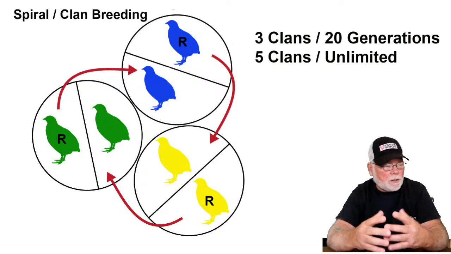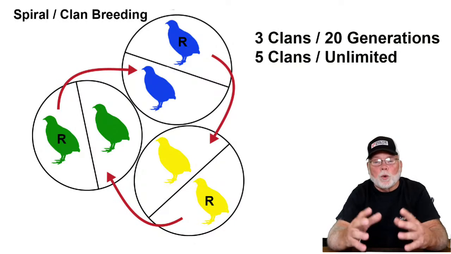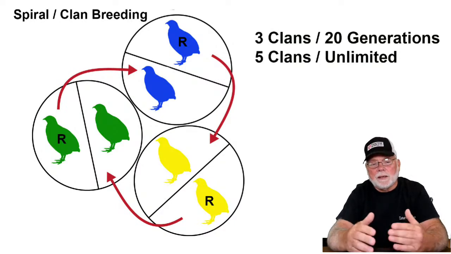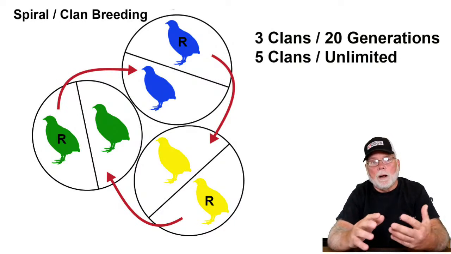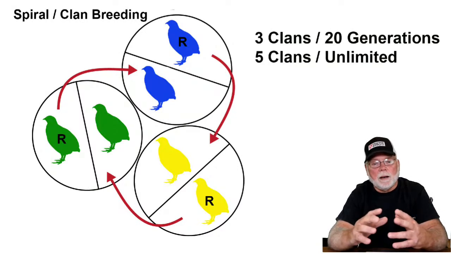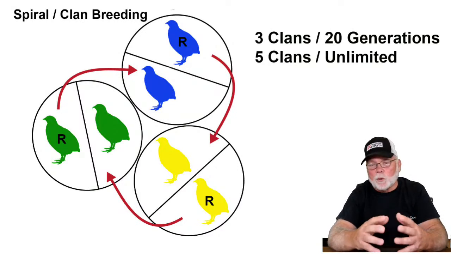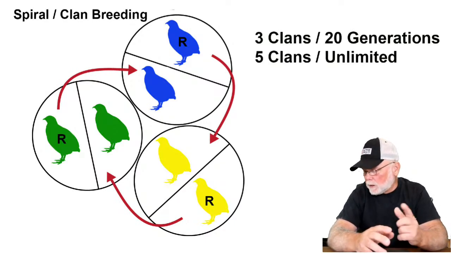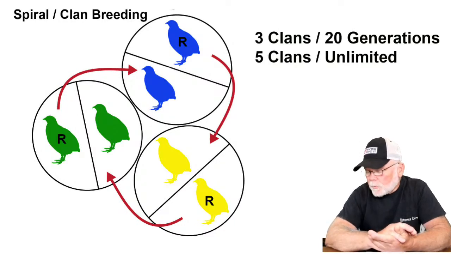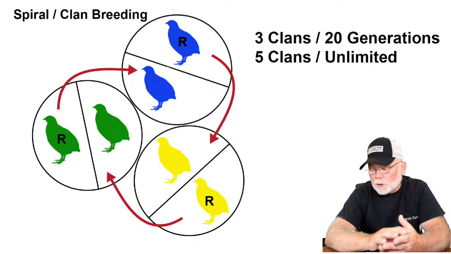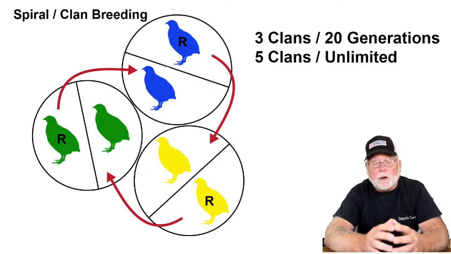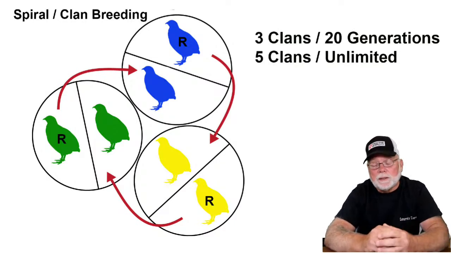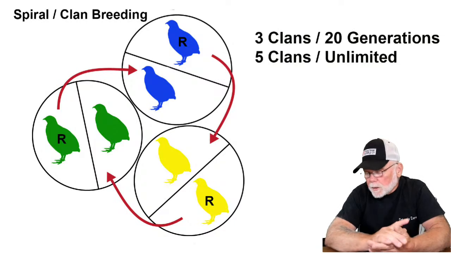So basically, you've got your starting flock, and you're working only with those birds and breeding them in such a manner that your genetic diversity is going to stay, or it's not going to get out of hand to where you've got inbreeding. We are going to talk a little bit about inbreeding and line breeding later on in this, but spiral breeding is a method of breeding that will keep the genetic diversity, and it's also going to help you improve your lines because you're always selecting the best of the best to move on to the next clan.